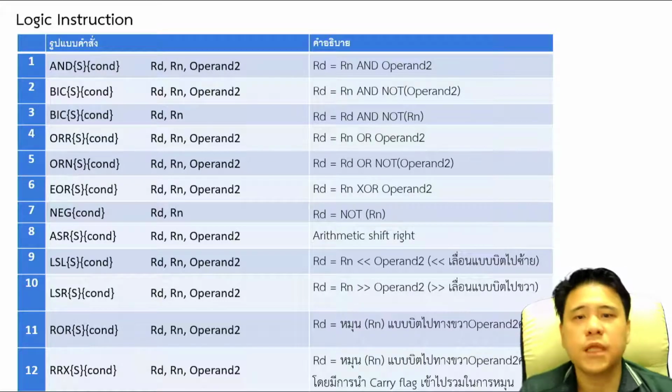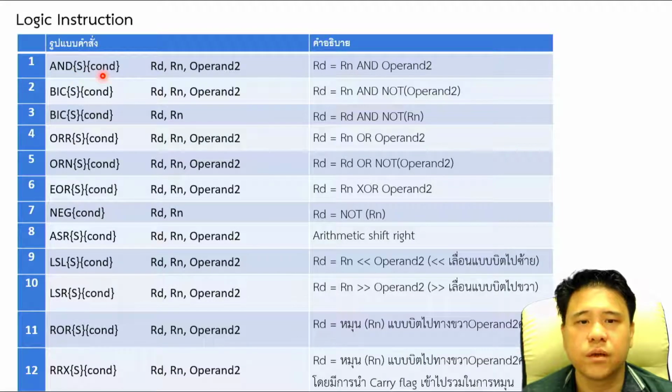operands. In this case, the first one we have, the command or mnemonic code, is called AND, followed by S and condition as usual. Then we have the explanation as RD equal to Rn AND with the operand 2.